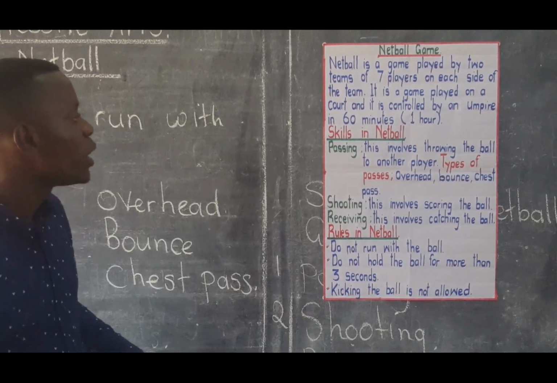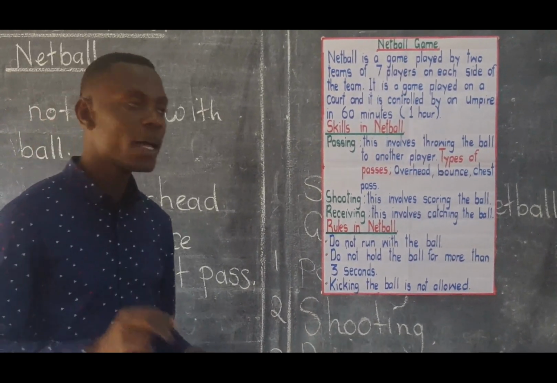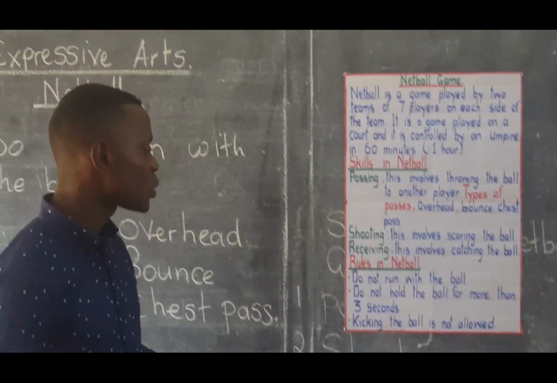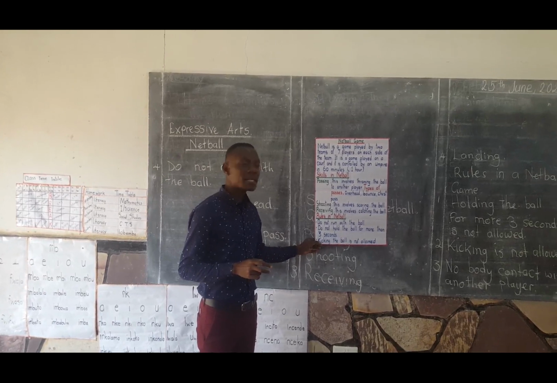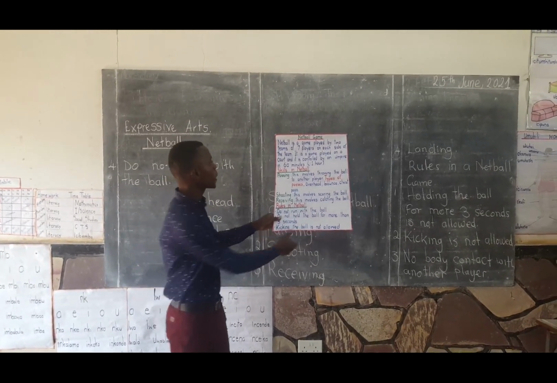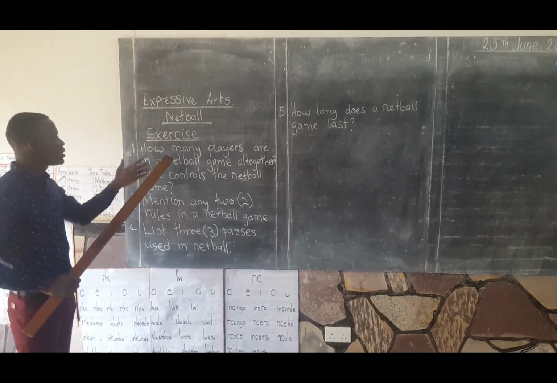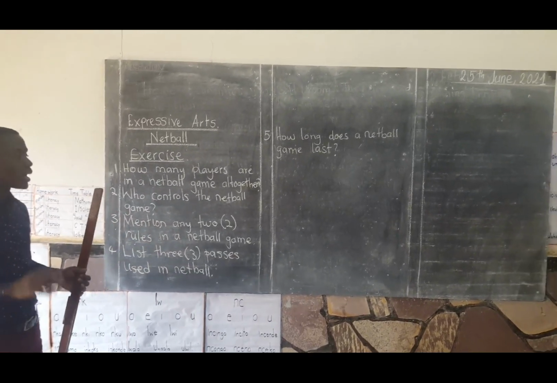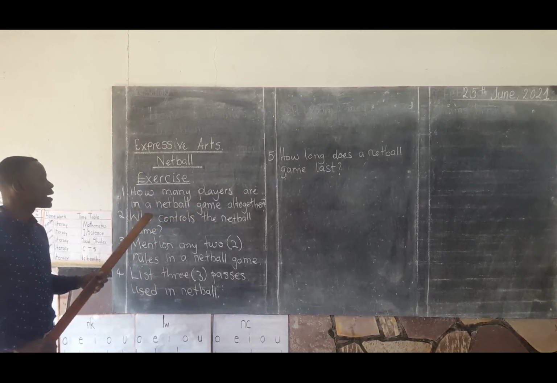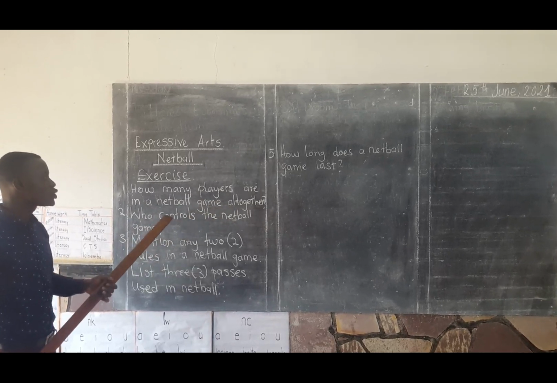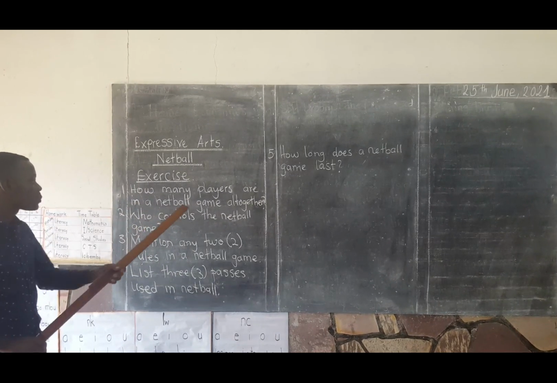Now, I want you to apply something in the exercise that I'm going to write on the board. So you can get your book and write the questions so that you answer. Remember to present your work in good and attractive handwriting. These are the questions that I want you to answer based on what I was explaining. Number one, how many players are in a netball game altogether? I want you to tell me the number of players that play a netball game.